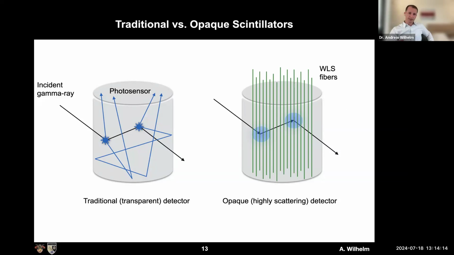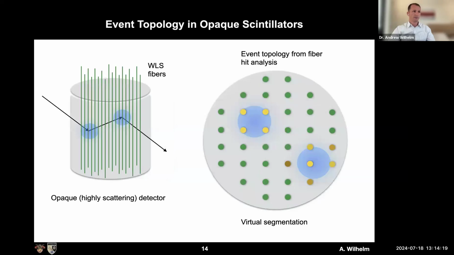So if we interlace a bunch of wavelength shifting fibers in a volume like this, it allows us to create sort of an image of the light balls that were created inside the detector. So now we're looking sort of from the top at this opaque scintillator with this lattice of fibers, and you can see that we're collecting light from this event in these 4 fibers, and the fact that the amount of light that was collected in each of these fibers is similar tells us that event probably took place close to the center of that cluster of 4 fibers.